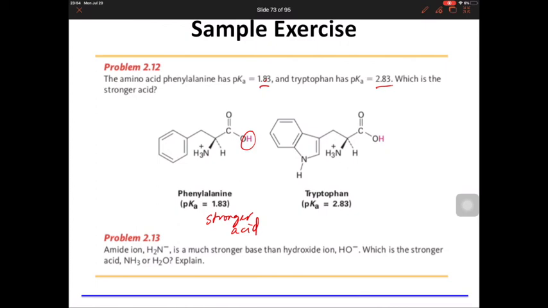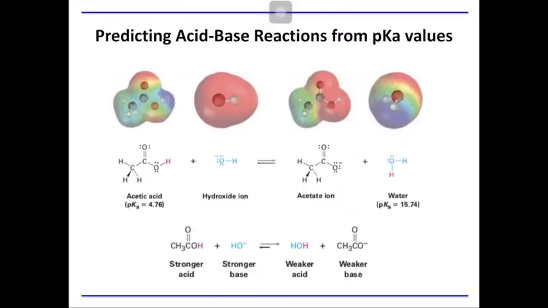Okay, we have problem 2.13 here. Amide ion is a much stronger base than hydroxide ion. Which is the stronger acid, ammonia or water? So it says here, ammonia, amide, water, hydroxide. Amide is a very strong base. This one is a weak base. Meaning, if you have a weaker conjugate base, you have a stronger acid. And if you have a stronger conjugate base, you have a weaker acid. So, simple as that. The stronger acid then is water, and the weaker acid is ammonia. Okay, we have some examples here.